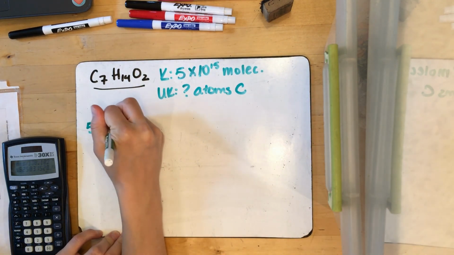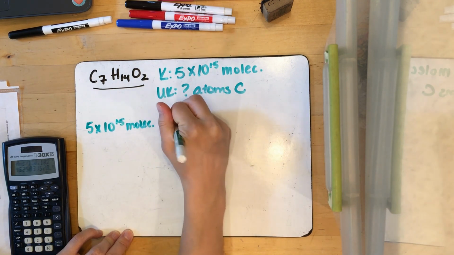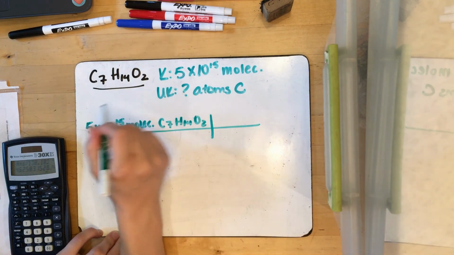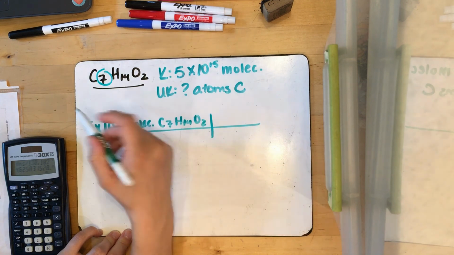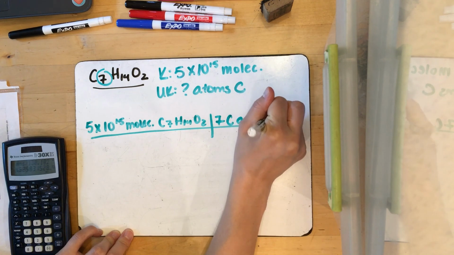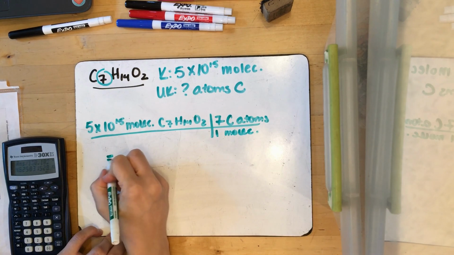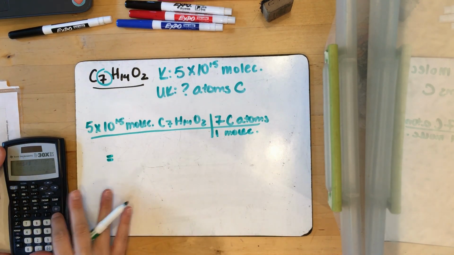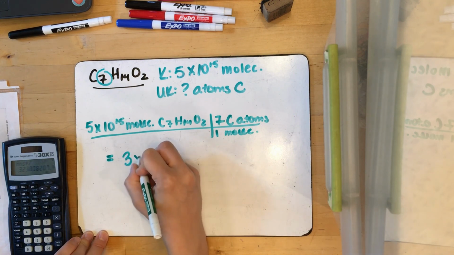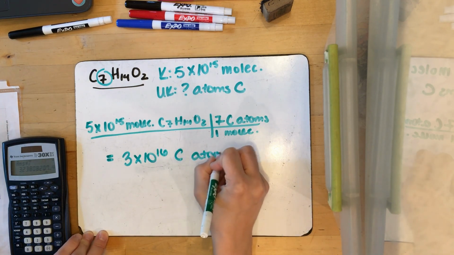So we have 5 times 10 to the 15th molecules of C7H14O2. And when we look at our chemical formula, there are 7 carbons in each molecule. So 7 carbon atoms in one molecule. And then all we need to do here is multiply. And we wind up with 3 times 10 to the 16th carbon atoms.